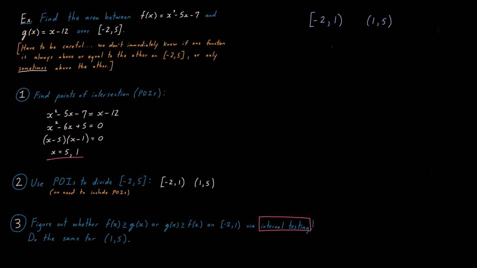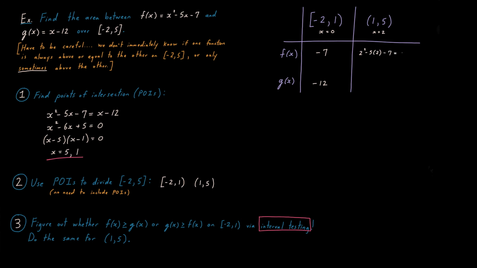Let's do that up here in purple. I'm just going to pick a nice convenient number from inside each one, and I'm going to throw them into f and g. If I throw 0 into f, what do I get? Well, I believe that's going to be a -7, and likewise throw 0 into g, I get a -12. On the other hand, if I throw x equals +2 into f, I get a -13, and I get a -10 for g. Now what this means is on that first interval, -2 to +1, f is always greater than g, whereas on that second interval, 1 to 5, g is always greater than f.